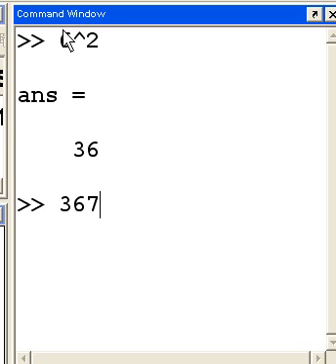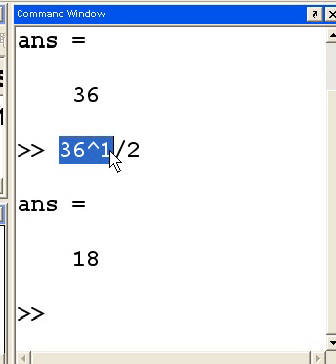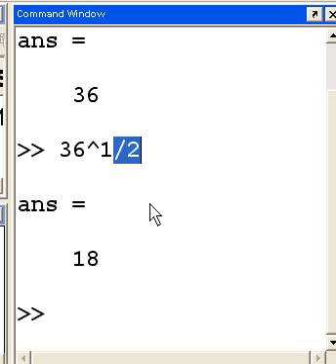Now I'm going to take that 36. I'm going to raise it to the 1 over 2 power. What do you think I'm going to get? I'm not going to get what you think. You're going to say, I'm going to get a 6. Not so. I get an 18. Oh my goodness, what happened? System did what I told it to do. Take 36, raise it to the 1 power. That gives me 36. Now, divide by 2. That gives me 18. Oops.